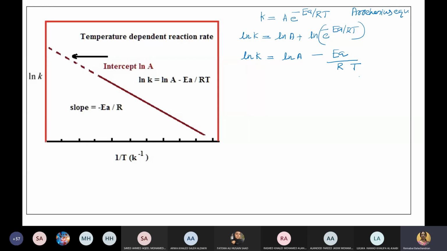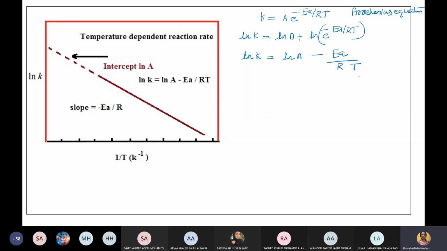And here A is the frequency, the total number of collisions per second. It's a constant. So now here, I told you EA does not vary with temperature. R is a constant. A is a constant. But if you change T, something else will change. Which one will change? K. So we have two variables. You know the meaning of variable, right? Two variables. One is K, the other one is T. So you can draw a graph.